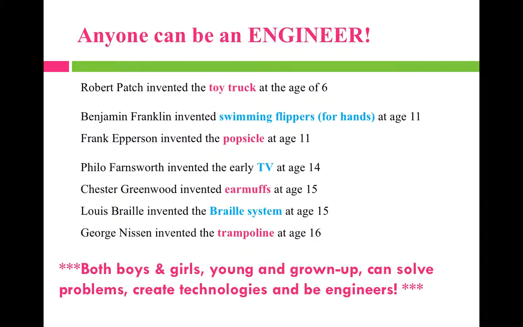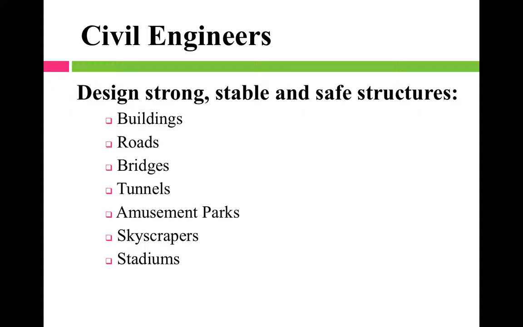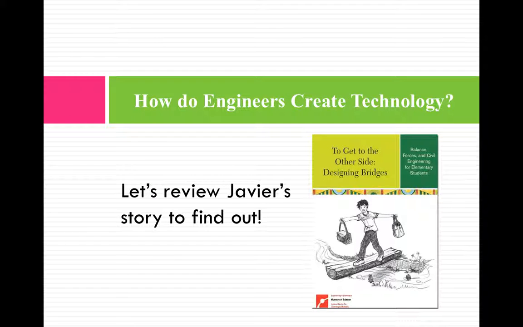What kind of engineers are there? There are many kinds of engineers, and anyone can be an engineer. Can only grown-ups be an engineer? Not really. Here are examples of kids that said, I have a problem. My problem is that my ears are getting cold. Chester Greenwood said that, and his parents probably encouraged him to create an earmuff. And George Nissen, I suppose, was a very jumpy kid, and he created the trampoline with the help of other people. So the point is to encourage kids to think about problems, attempt to solve problems, and become engineers. Now, who are civil engineers? These are people that design structures. An example of a structure could be a building, a road, a bridge, a tunnel, and so on.